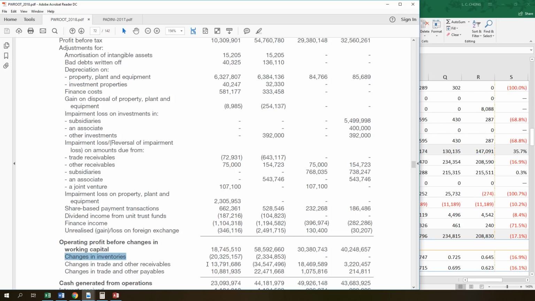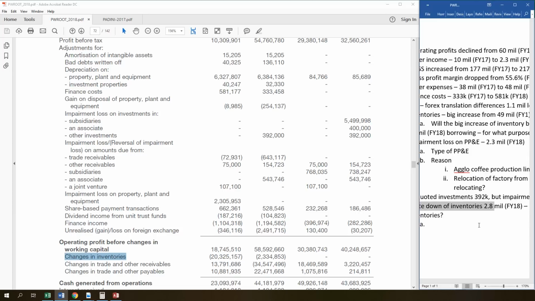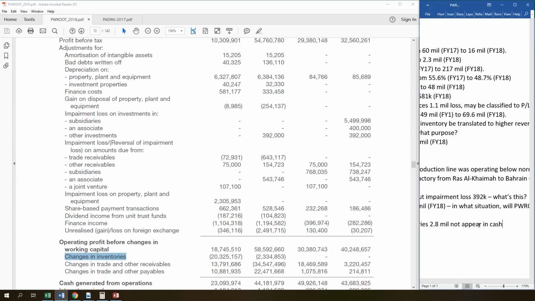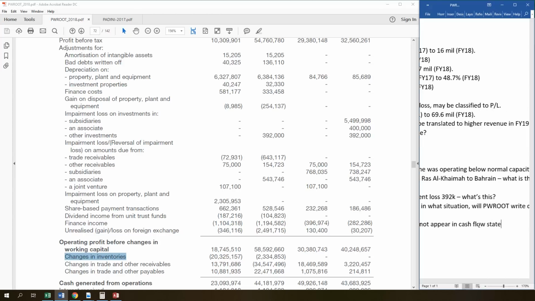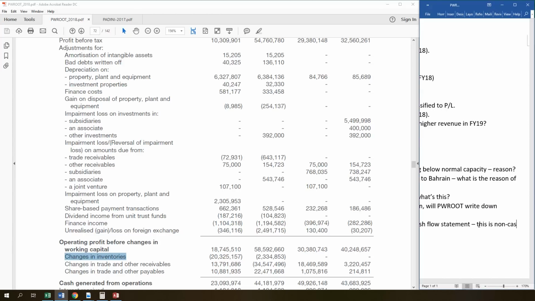Okay, I must send email to the investor relation. I can't wait until AGM. This is a bit unacceptable and also unbelievable. So let me take note. All right, this write down, not appear in cash flow statement. This is non-cash item.